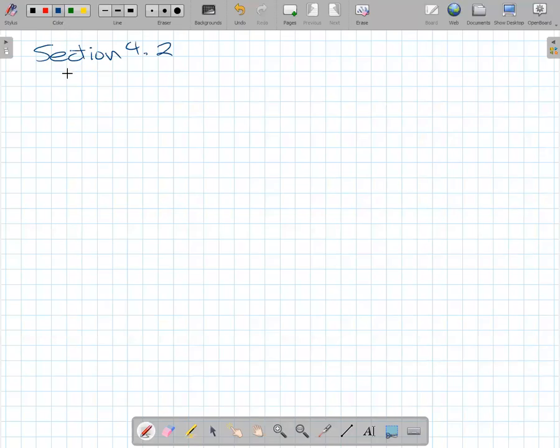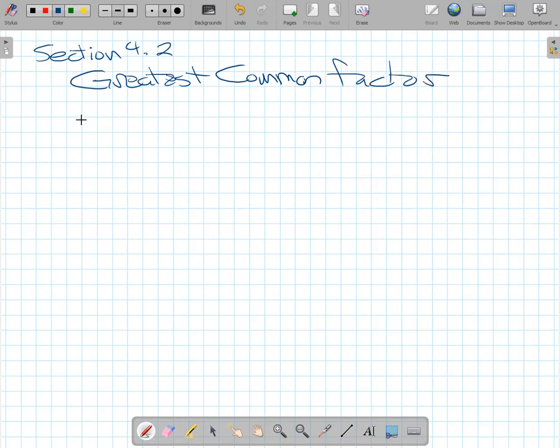All right, so one of the big ideas here is greatest common factor. That's when we compare two or more numbers for common divisibility. Sometimes it's called greatest common divisor, and we'll see it abbreviated GCF or GCD. Let's just pick on a couple of easy numbers like 12 and 18.